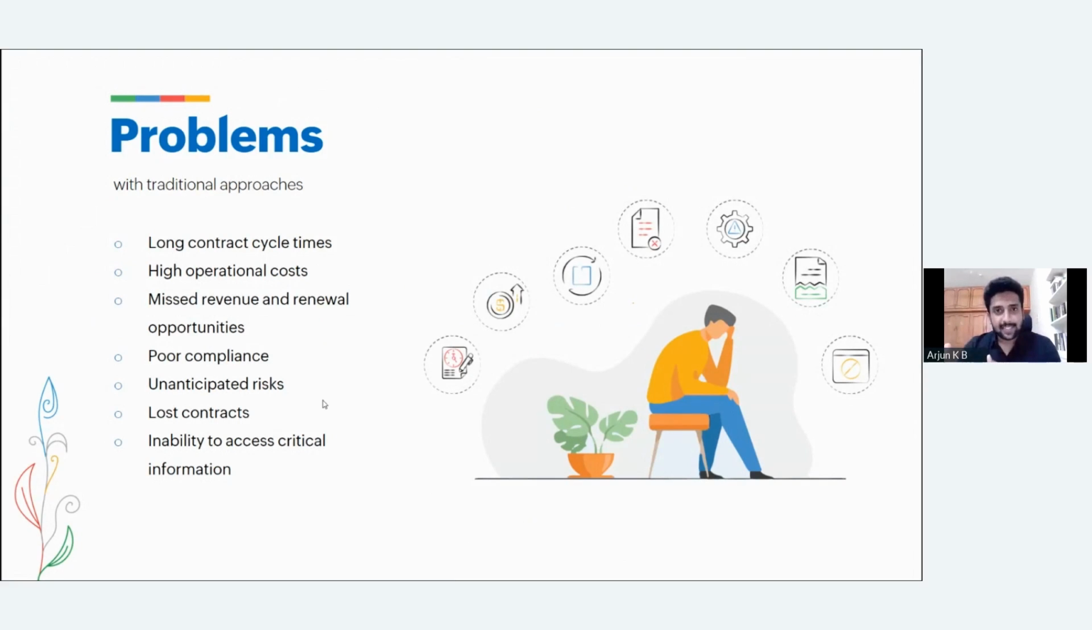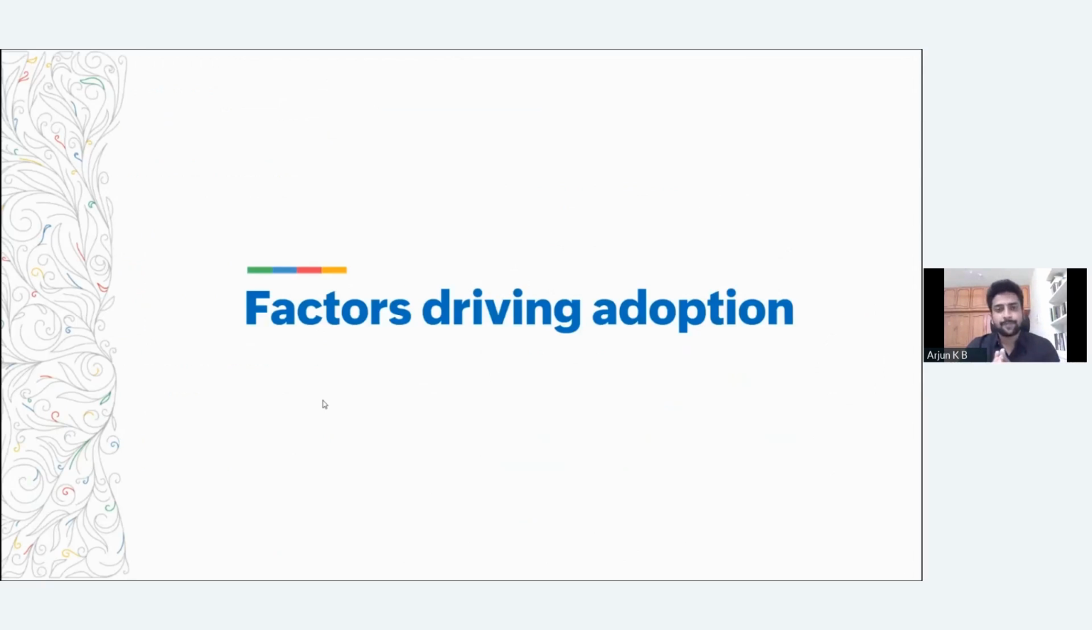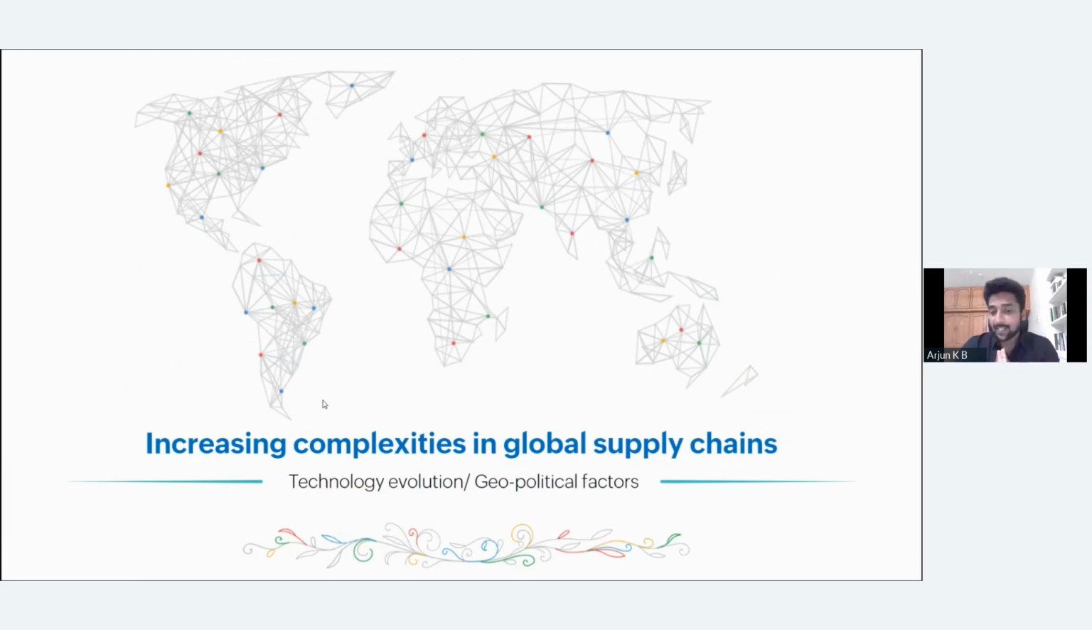But in the recent times, there are other factors that are driving adoption towards contract management, right? So though these problems have been evident, the adoption for Zoho contract management has been very minimal. But in the recent times, the adoption is going up. There are several factors that are driving this adoption. So the first factor is increasing complexities in global supply chains, right? So there are several reasons for this as well, right? The technology is evolving rapidly, and there are geopolitical tensions and uncertainties that are causing complex supply chain environments.